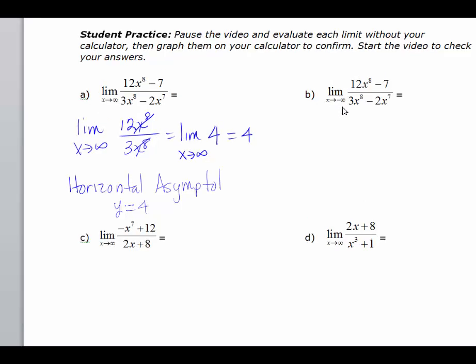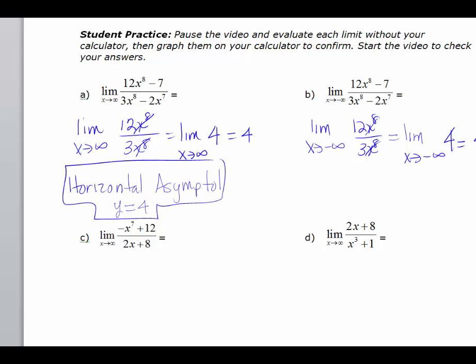Now let's look at the limit as x approaches negative infinity of 12x to the 8th over 3x to the 8th. Still the same idea here. The limit of this rational expression is going to be the same as the limit of the leading term. The x to the 8's are going to cancel. So you get the limit as x approaches negative infinity of 4, and the limit of a constant is going to be that constant no matter what value you're approaching. And so same function, whether we approach positive or negative infinity, we get 4, and our horizontal asymptote, we already said, was y equals 4.